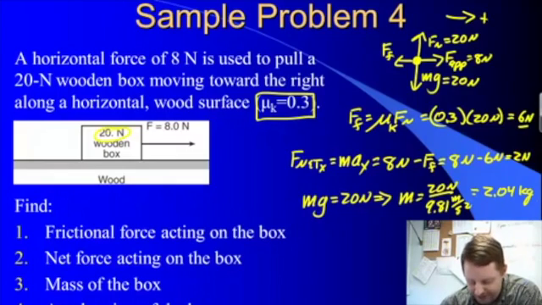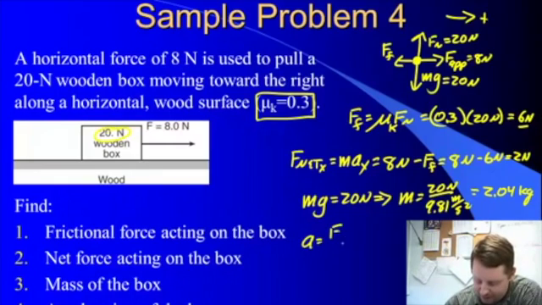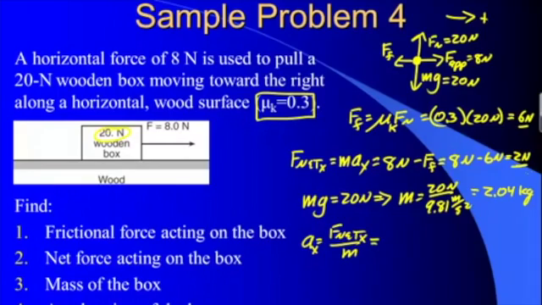And finally, find the acceleration of the box. Well, acceleration is the net force over the mass. It's only going to accelerate in the x direction, so let's make that the acceleration in the x direction and the net force in the x direction. We found net force in the x direction as 2 newtons previously, so that's 2 newtons divided by our mass, 2.04 kilograms, or roughly 0.98 meters per second squared. Great.